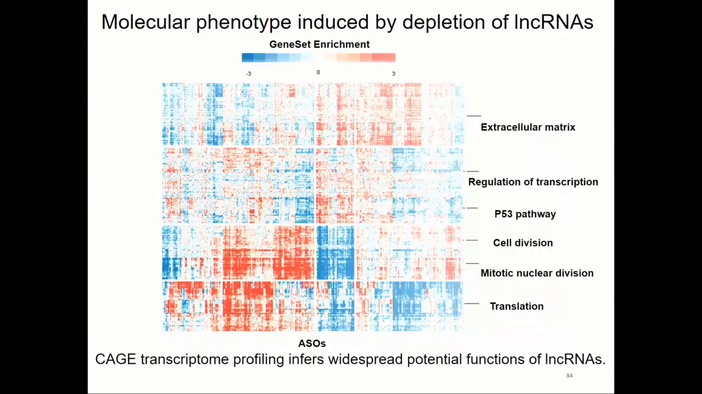But we also wanted to look at what happens at the transcription level, and we see that very often genes go up or go down. In this example, all using human dermal fibroblasts, we see that those cells are trying to do many different things. Sometimes these extracellular matrix genes are changing up, down, or up. Regulation of transcription, sometimes p53, cell division, mitotic nuclear division, translation, and so on.